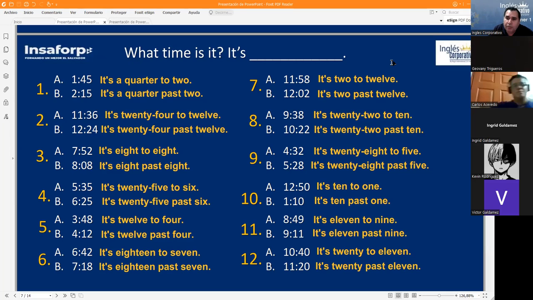Okay. Hey, thank you, teacher. Por eso no le podría decir. Yo le puedo decir la que yo uso. Yo uso to y past. Pero eso no quiere decir que after y before no estén correctos. Están correctos. Entonces, si ustedes quieren usar ambos, está bien. Si ustedes quieren adoptar el que yo uso, perfecto.